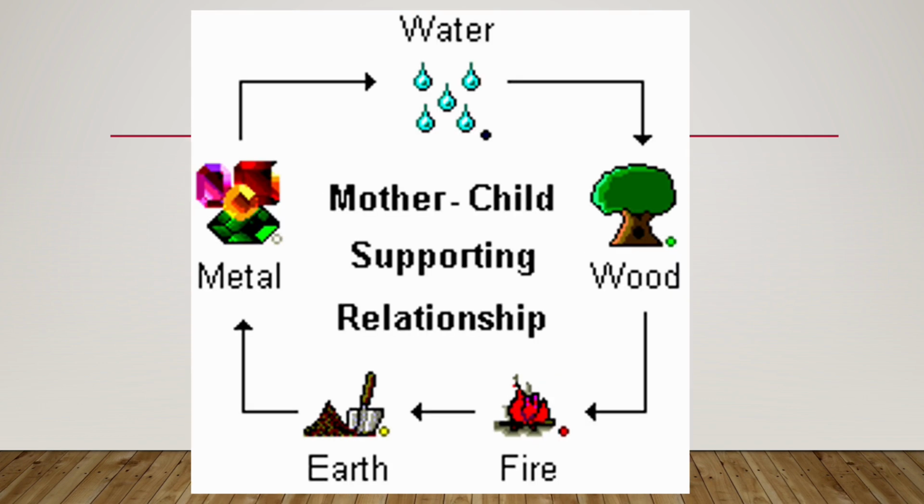The mother-child law states that in cases of a deficiency, you tonify the mother, and in cases of excess, you sedate the child. For example, frequent urination can be a sign of kidney or water deficiency. So, you would tonify the metal point on the kidney meridian, which is kidney 7.